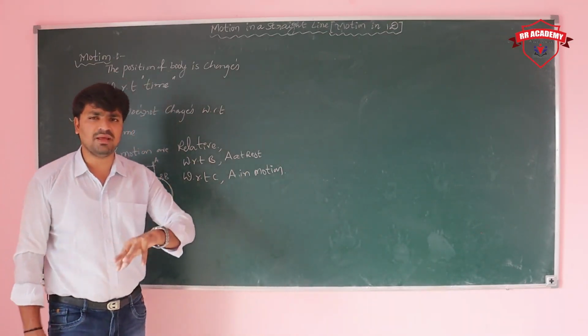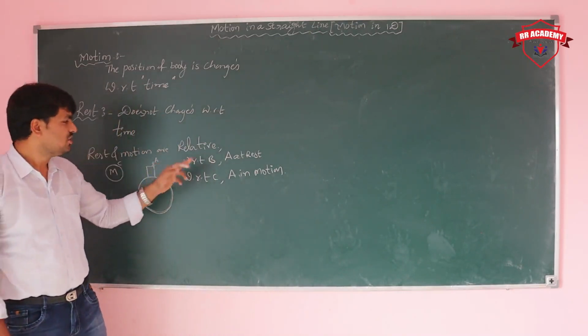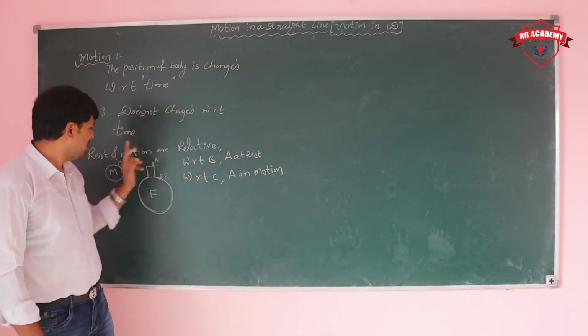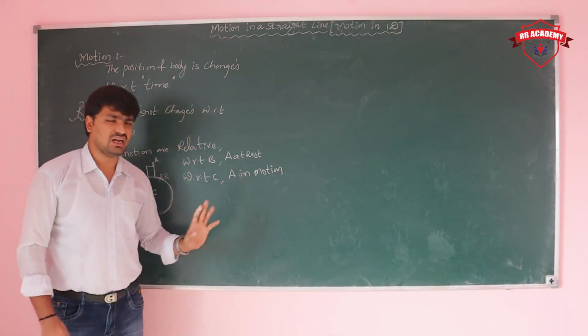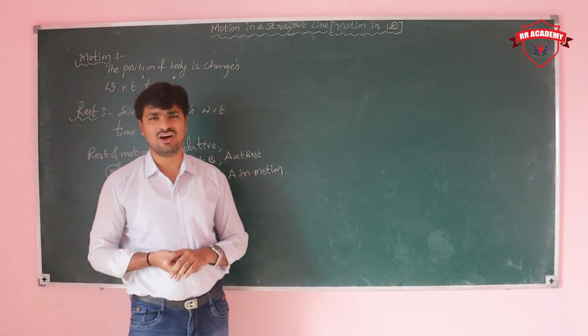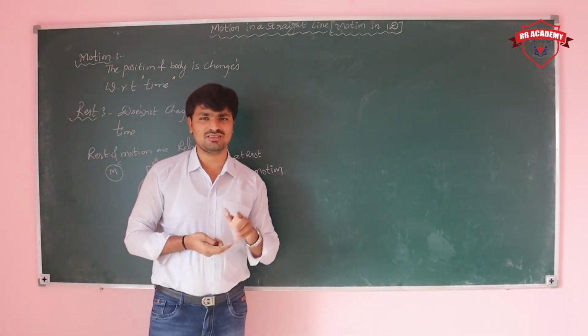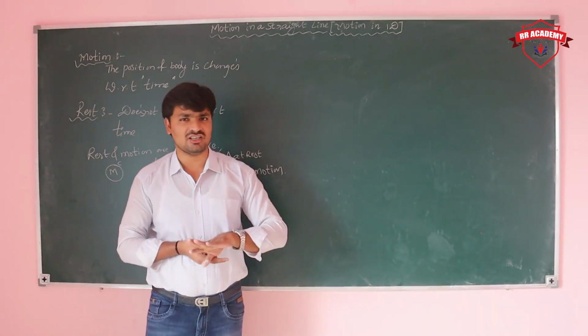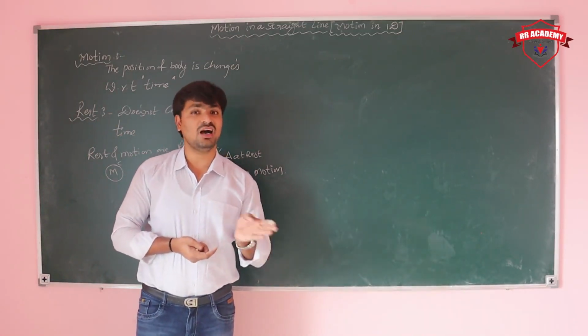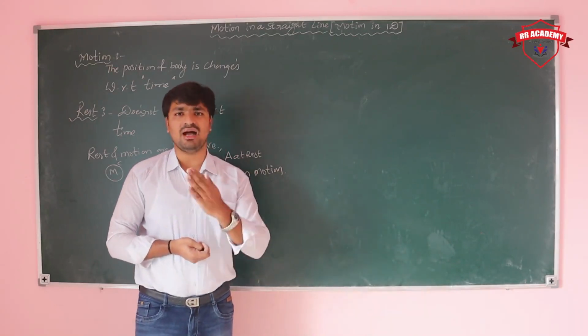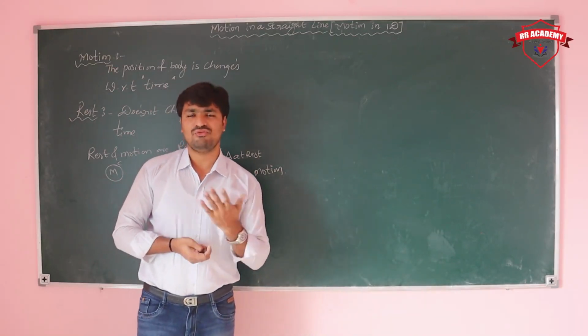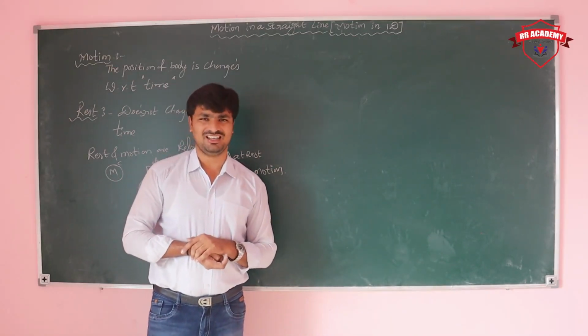By the changing of appearance, that should change. So that's why we use the terms rest and motion as relative functions. Rest and motion are relative functions, meaning the appearance can change. Both are true, but based on the background, that is, from where we are observing.